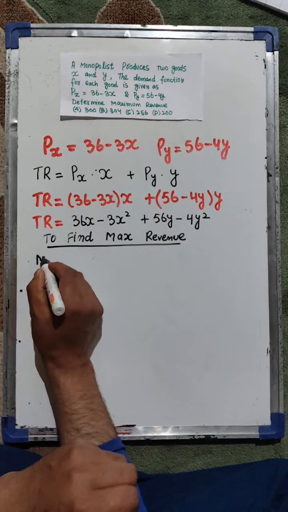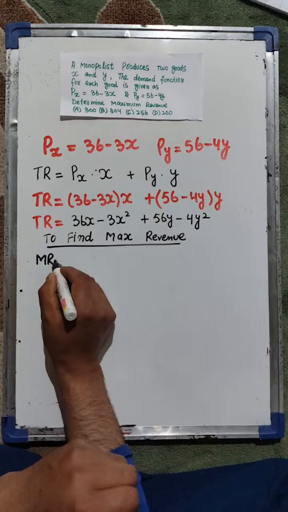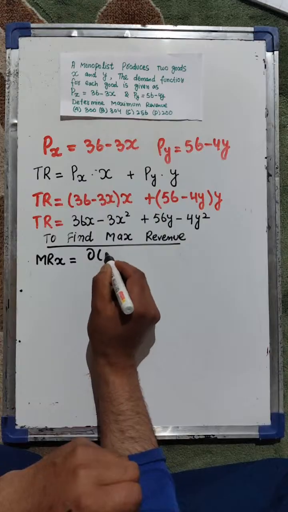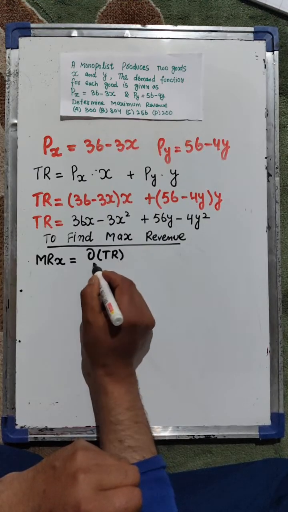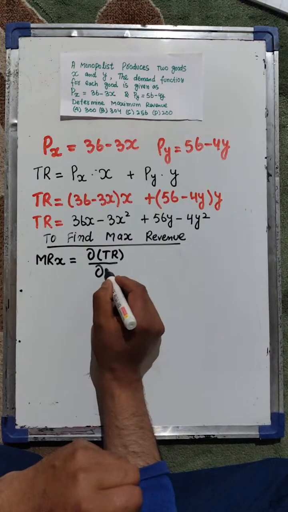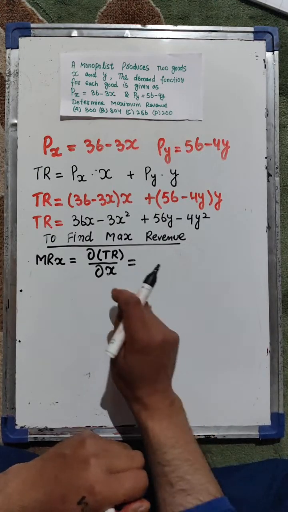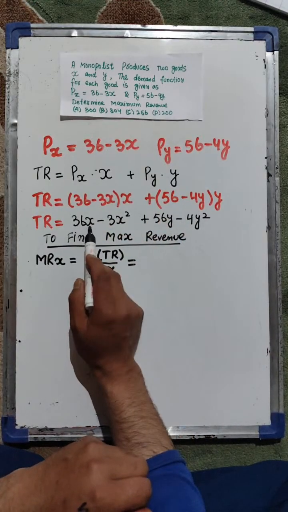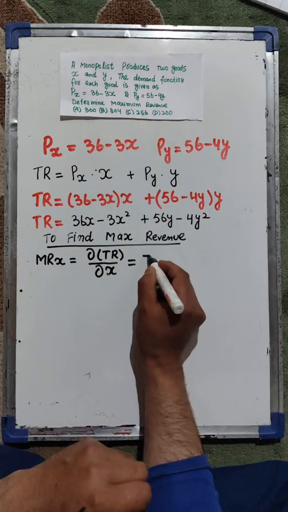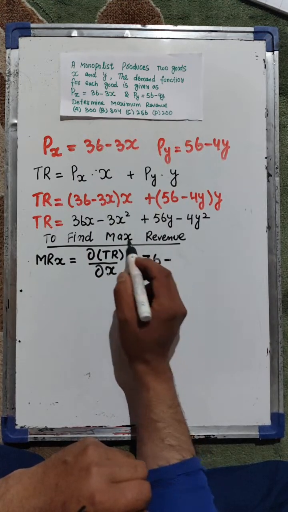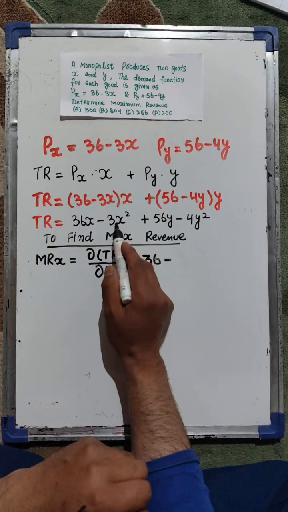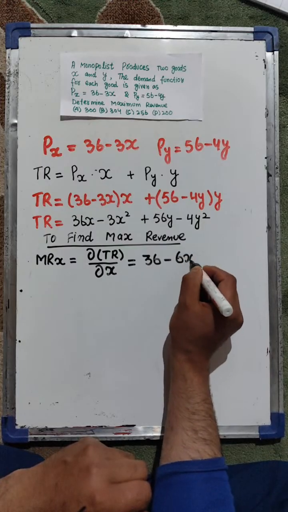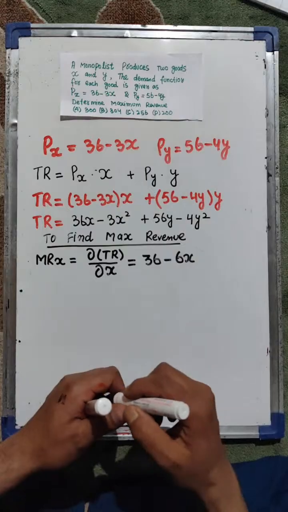So let's find out the marginal revenue for good X, which will be equal to the change in the total revenue for the monopolist due to the change in the units of good X. That means we take the partial derivative of the revenue function with respect to X. So derivative of X in the first term is 1, we are left with 36, minus derivative of X square is 2X, so 2 into 3 is 6X, and derivative of the last two terms will be equal to 0.